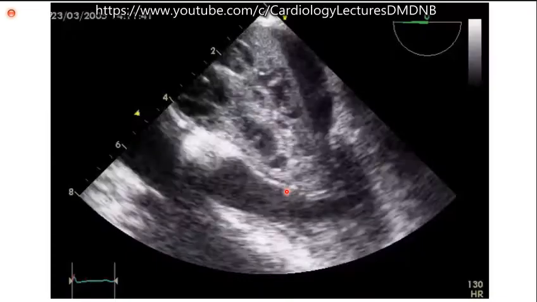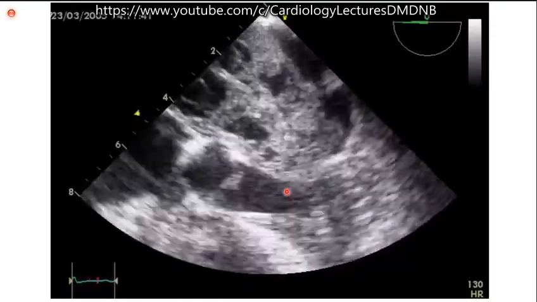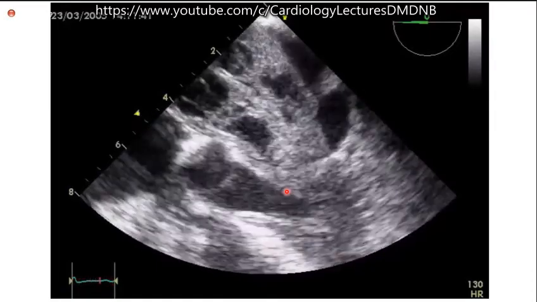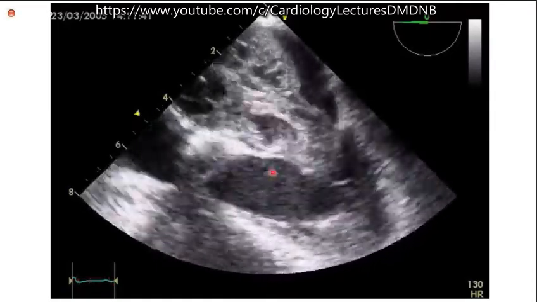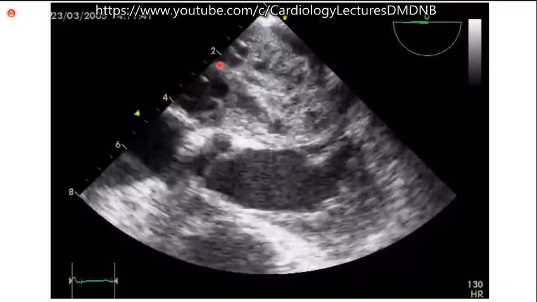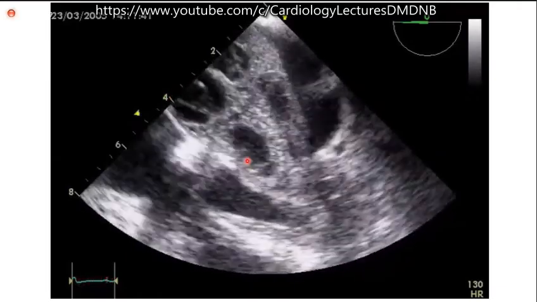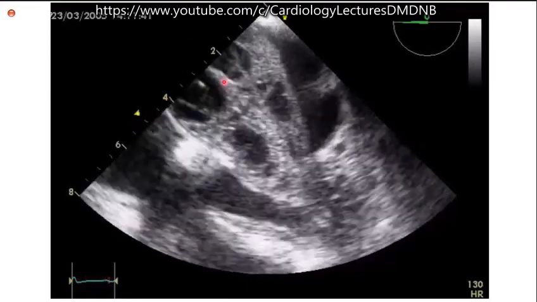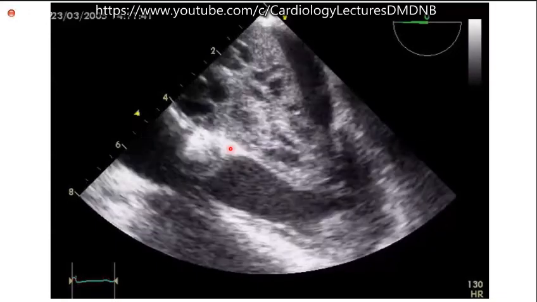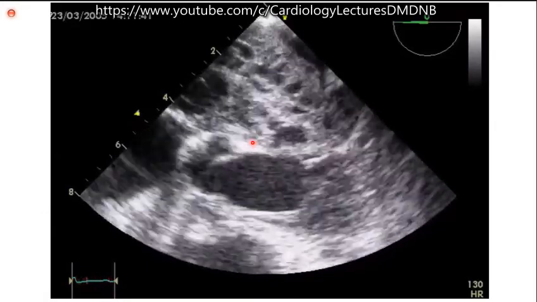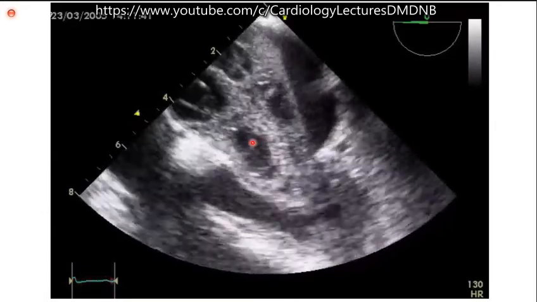Myxosarcoma, where the myxoma has turned malignant. The whole mass, it's a huge mass. This is a huge mass here, occupying the whole of the RV outflow. So this is a case of malignant myxoma. The myxoma is malignant.